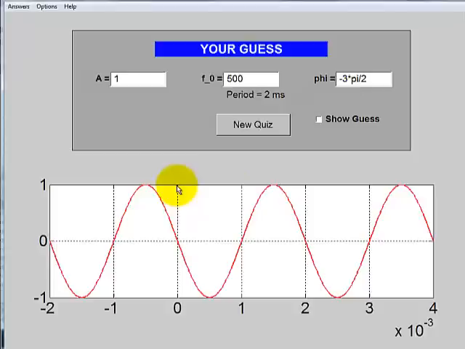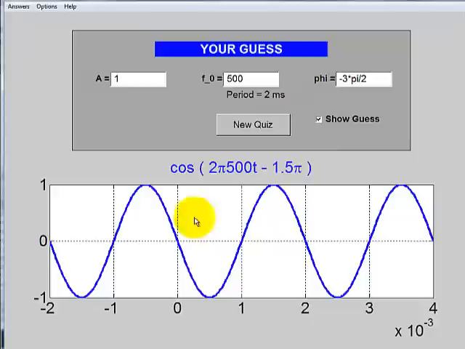So let's take a look at our guess. And we see that we have the correct equation since our blue line overlaid with the red line. Again, the cosine has an amplitude of 1 with a frequency of 500 with a phase shift of negative 1.5 pi.